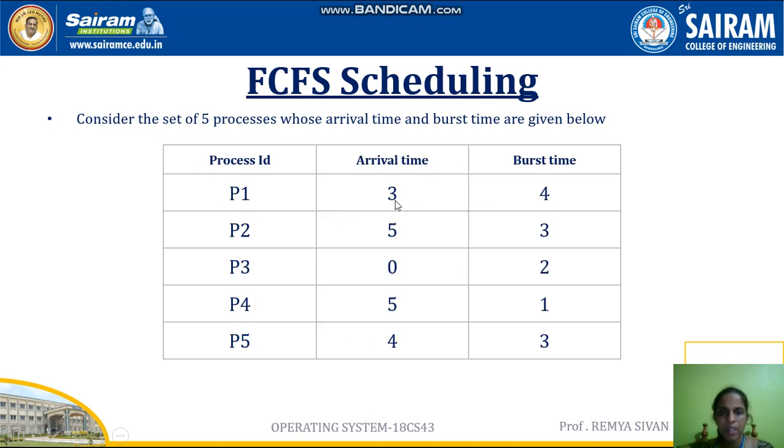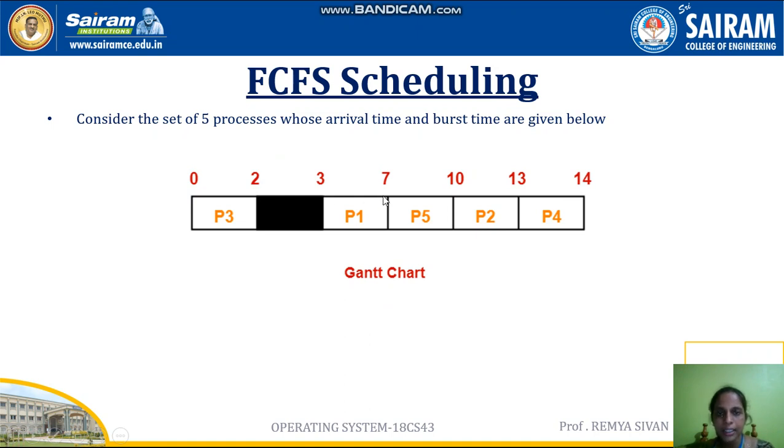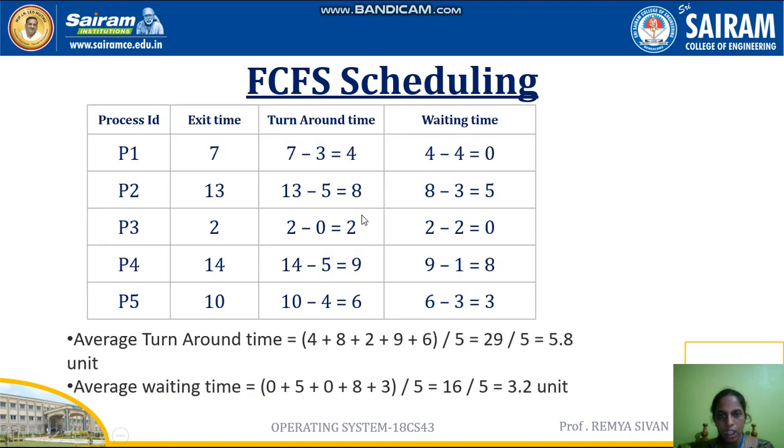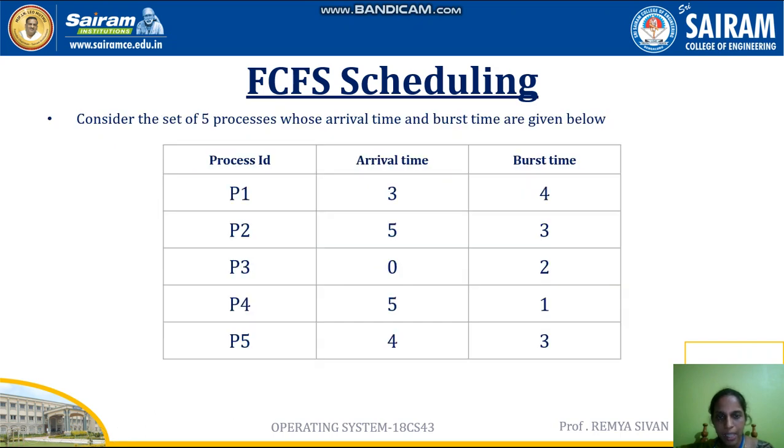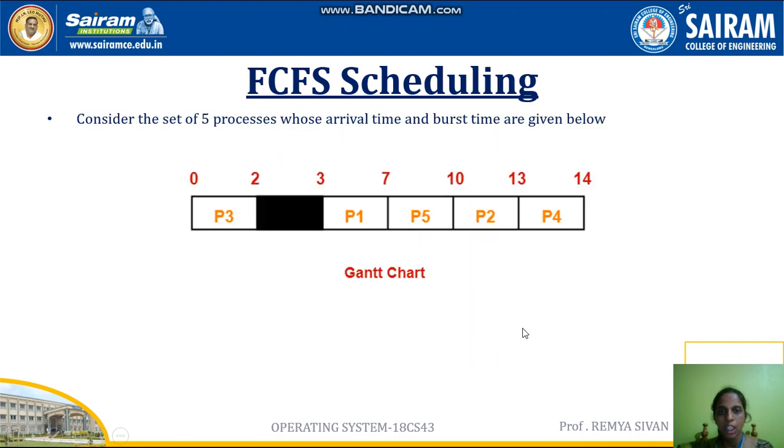At time 3 P1 will start, and it needs 4 milliseconds. So 3 to 7, at time 7 P1 completes. Now see, P2 and P4 came at 5, and P5 came at 4. So which will execute first? P5, right? Because it is FCFS scheduling. So P5 will execute next and it needs 3 milliseconds. P5 will start its execution for the next 3 milliseconds, completing at time 10.